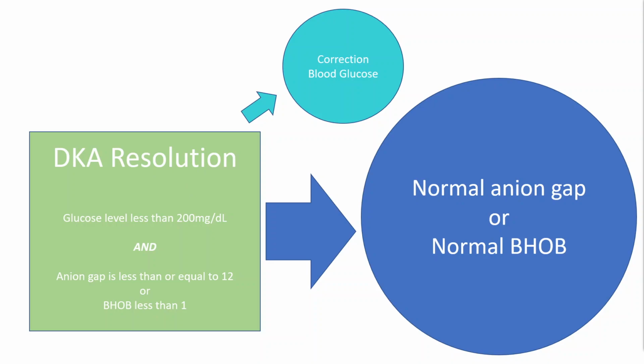DKA is not over until we stop the breakdown of fats and stop the ketosis or stop the overacid production, which will normalize our anion gap and get that resolution of beta hydroxybutyric acid. So, yes, DKA treatment will lead to a correction of blood glucose, but our focus of DKA treatment is the normalization of the anion gap and or normalization of beta hydroxybutyric acid.